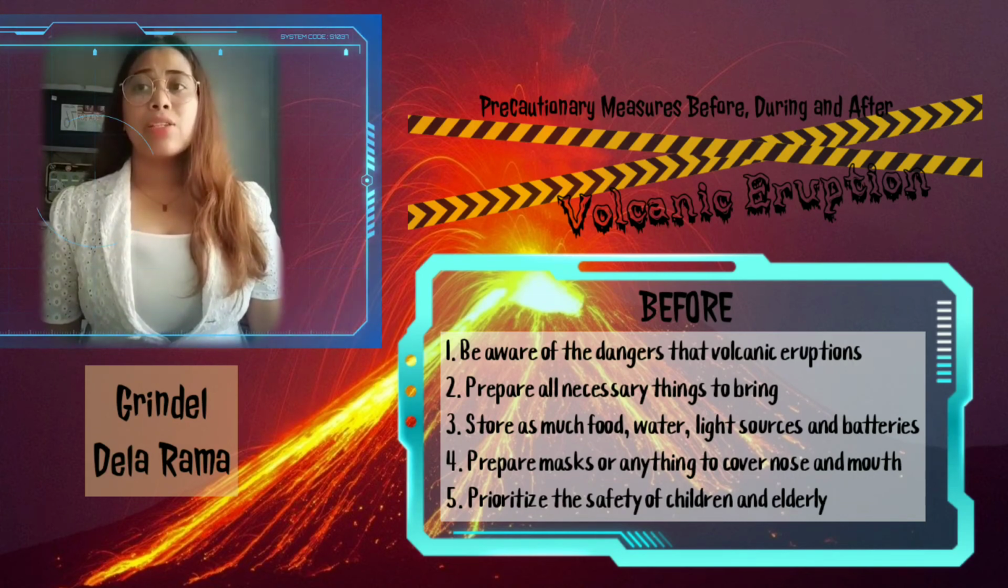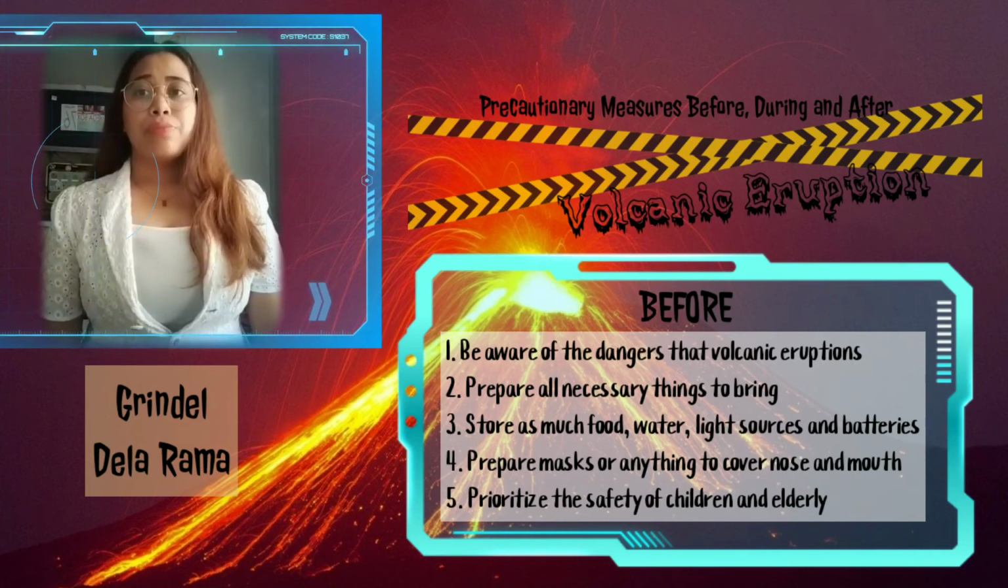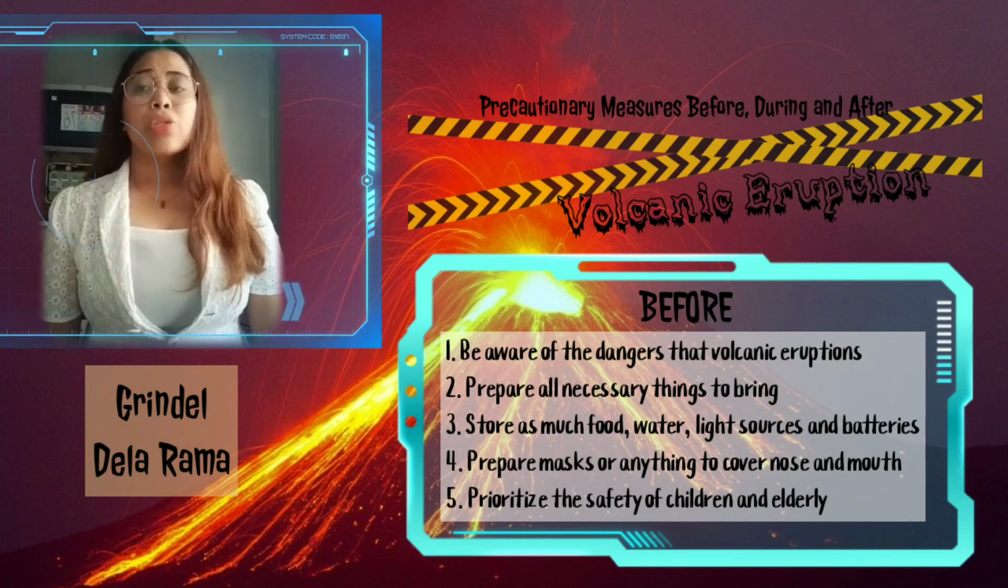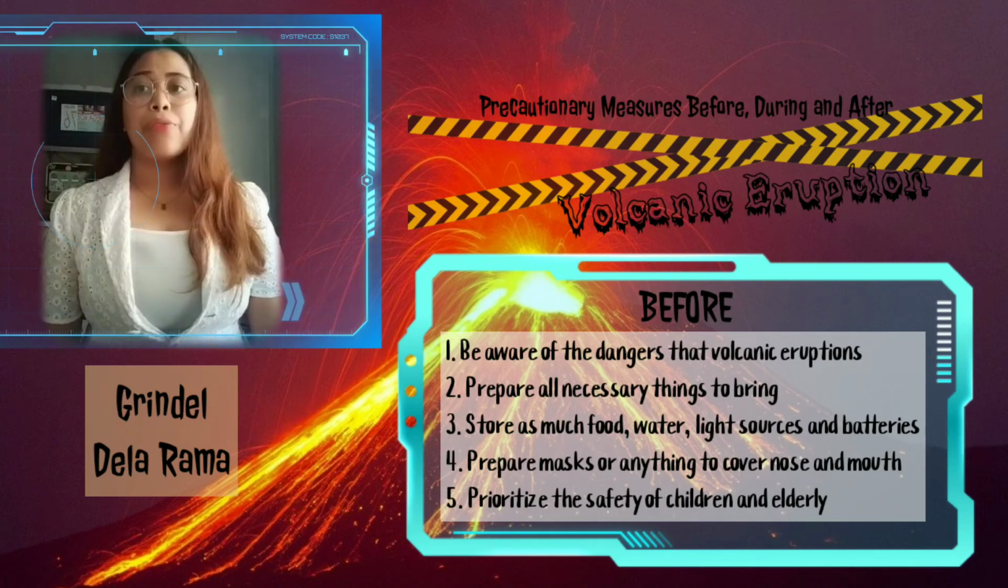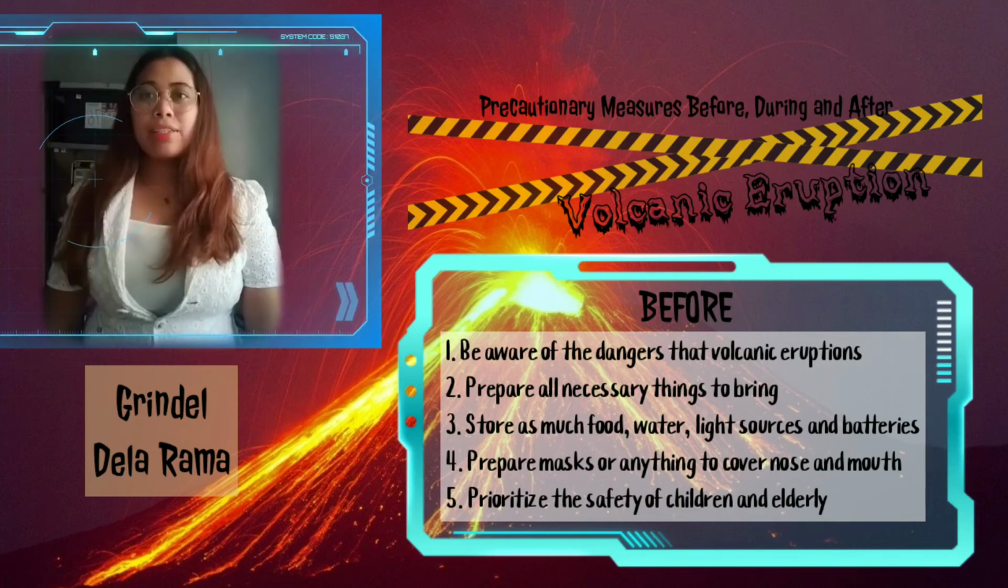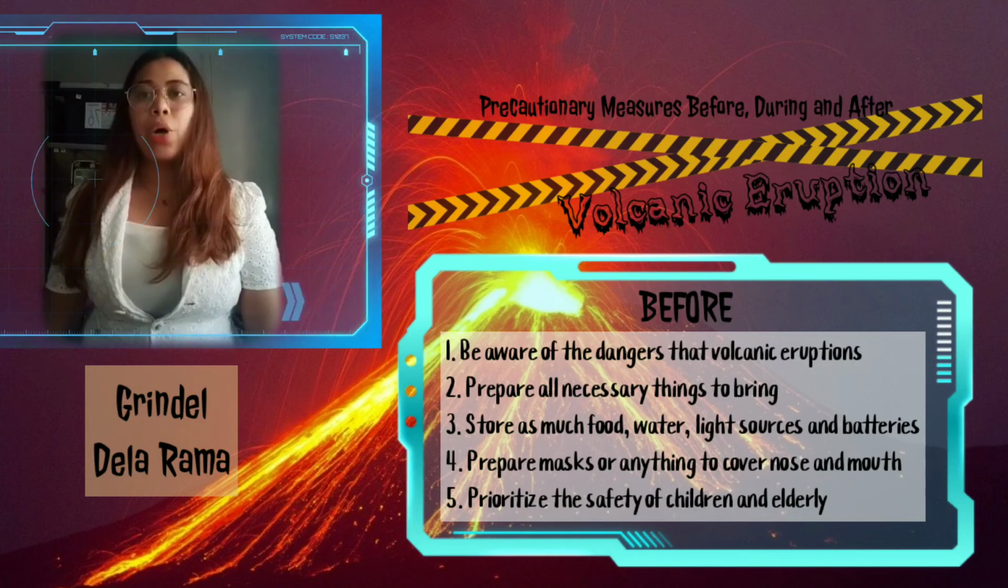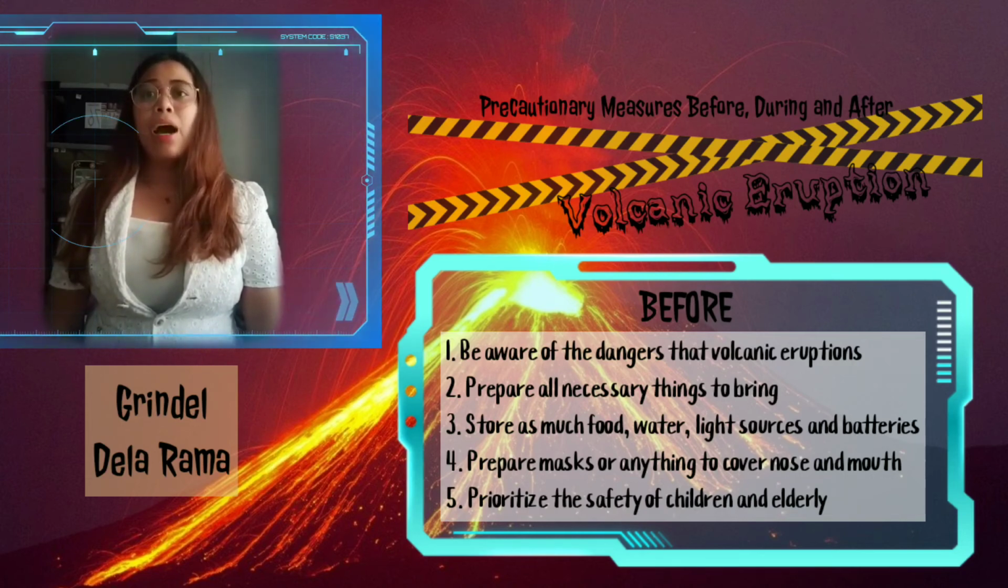So number 3 is store as much food, water, light sources, and batteries that are very useful in case of emergency. So number 4, volcanic eruptions have ash falls, so be prepared for masks or anything to cover nose and mouth. So the last one is prioritize the safety of children and the elderly before other things. Take them to relatives who are far from the volcano and let them stay there until volcanic emergency subsides.